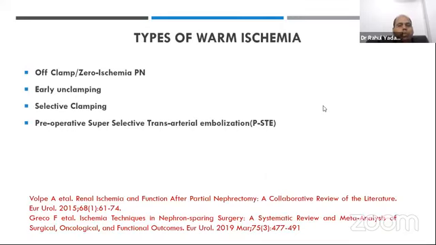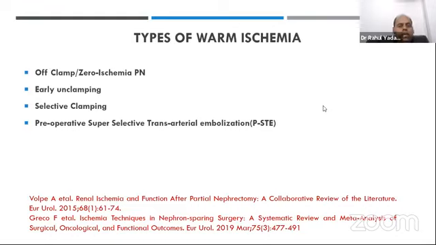What are the types of warm ischemia? One is off-clamp zero ischemia, no clamping of the renal artery. Another is early unclamping, meaning that after resection of the tumor and taking a first layer of medullary suture, we close the PCS, or maybe a second layer of cortical suture if needed later on after unclamping.